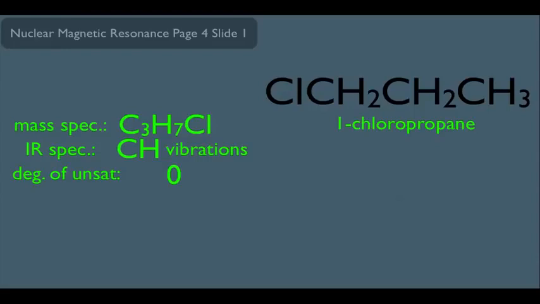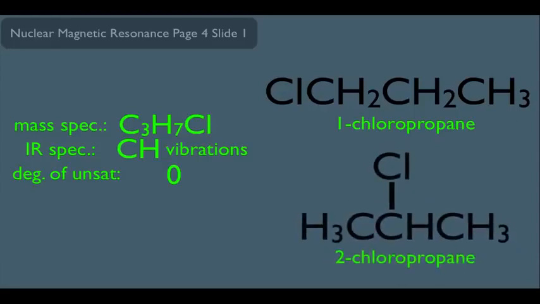However, your molecule can also possibly be 2-chloropropane. And if you thought a little bit more about this, you'd realize there's no other possibility. There's no other organic molecule that would have this molecular formula and not be either 1-chloropropane or 2-chloropropane. So at this point, we don't know if it's one or the other. Here is where the NMR is going to help us.